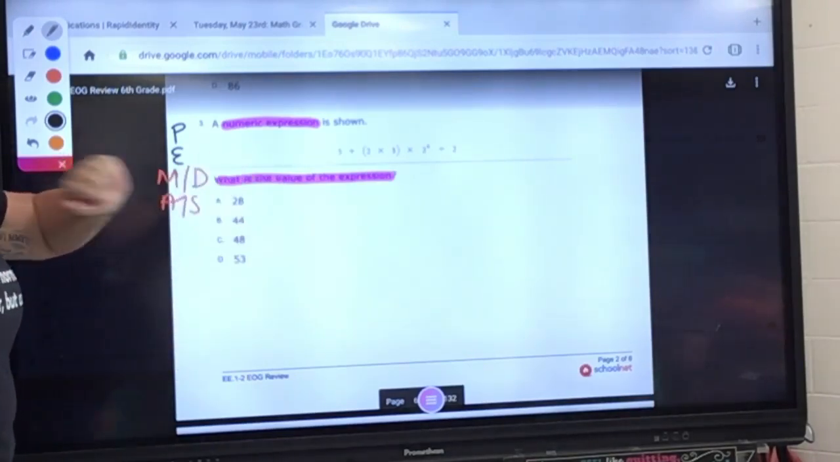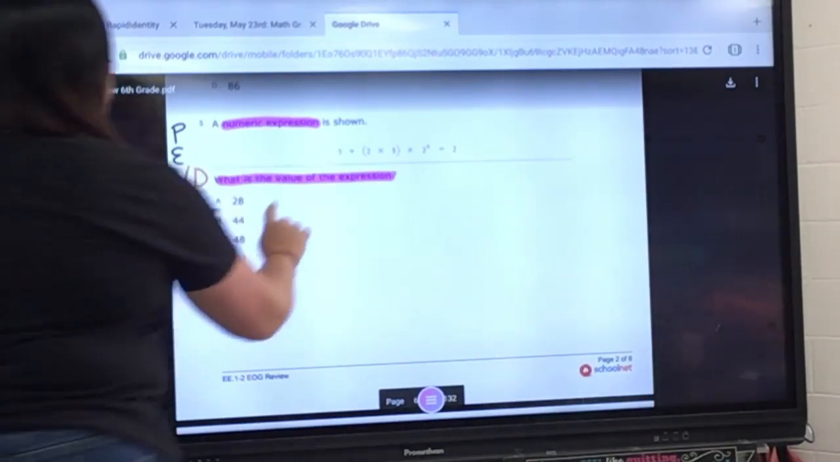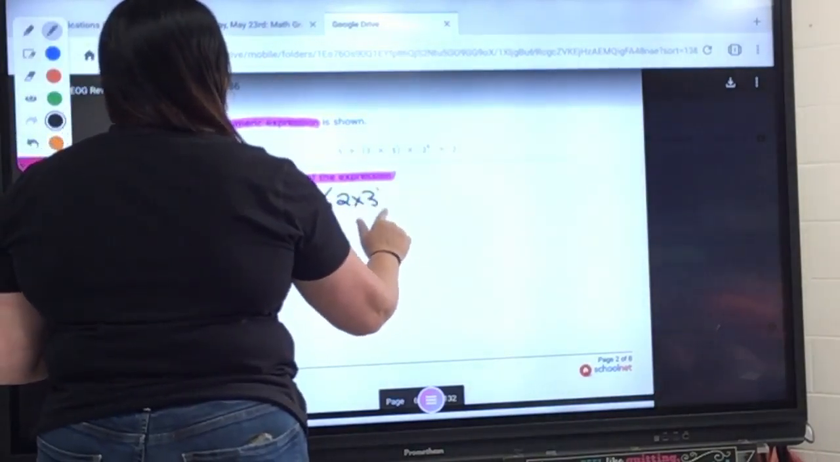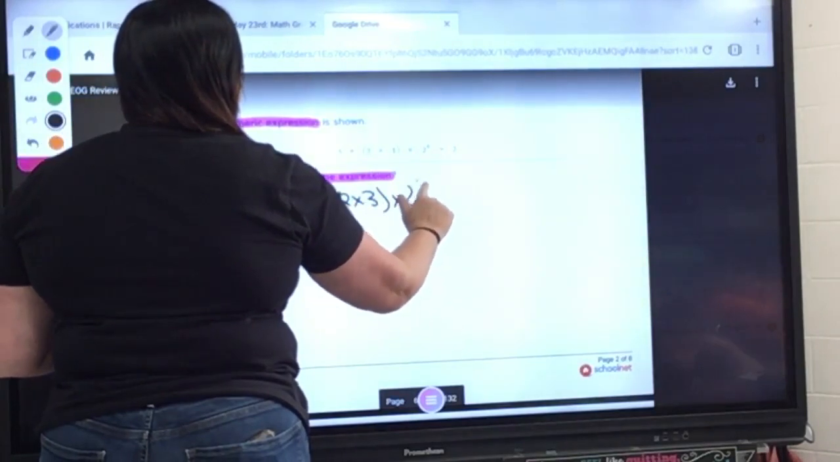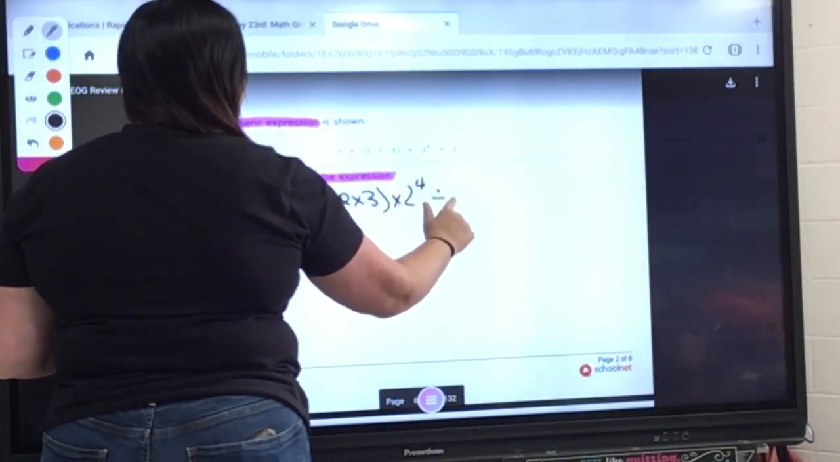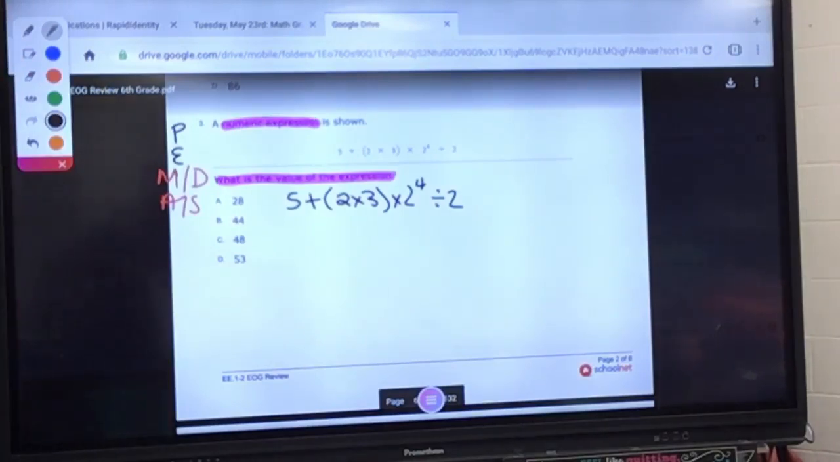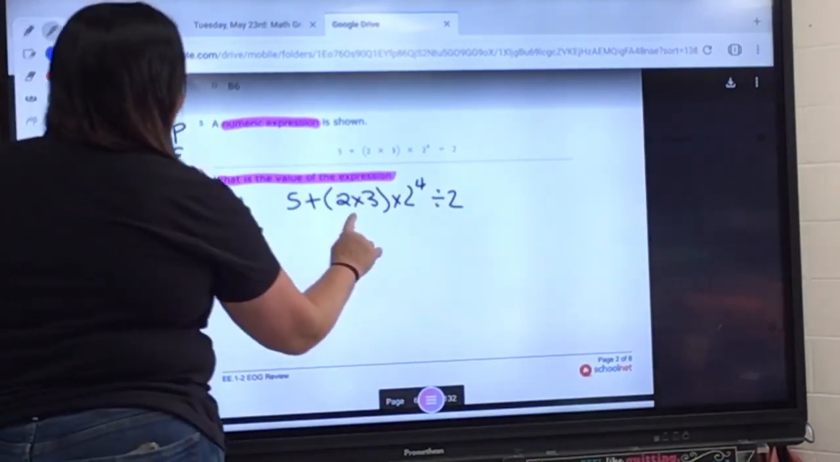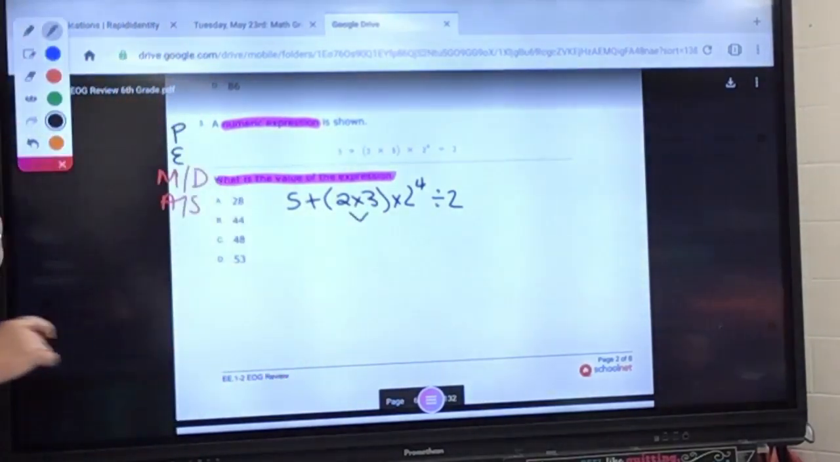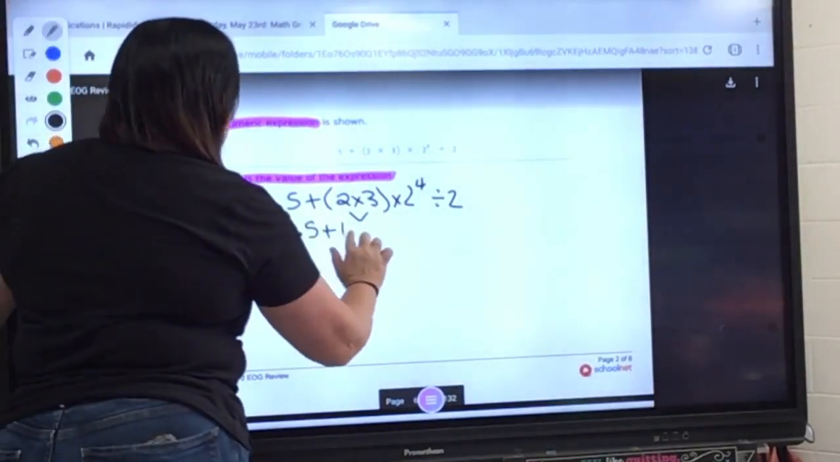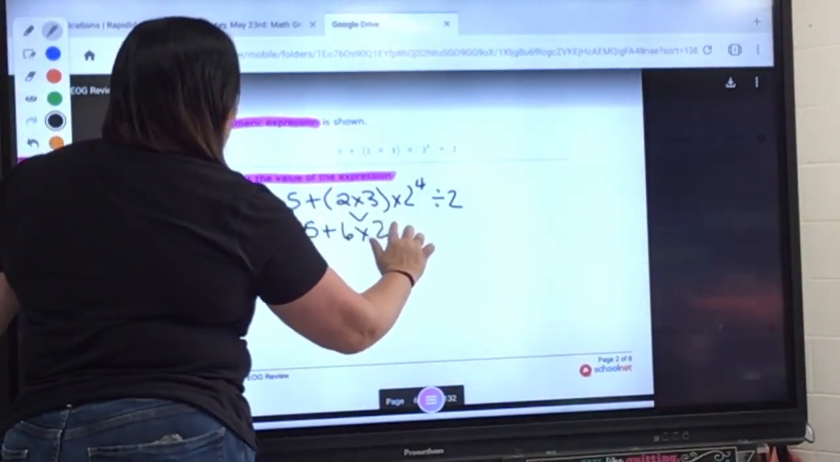So looking at this, it's 5 plus 2 times 3 times 2 to the 4th power divided by 2. What are we looking for first? And you need to be doing this in your notebook, guys. What are we looking for first? Zoe? Parentheses. Do we have parentheses, Zoe? Yes. All right, what is 2 times 3? 6.